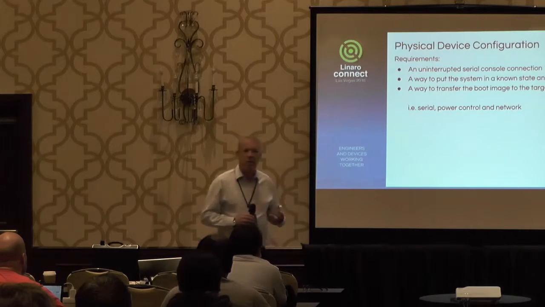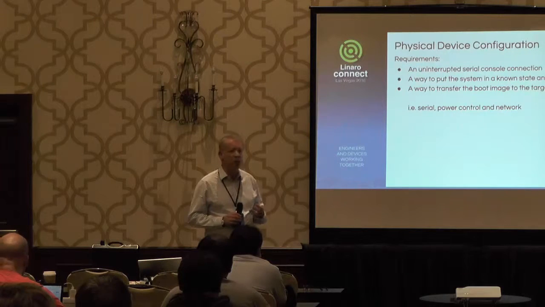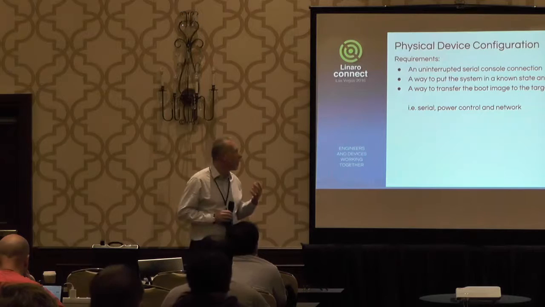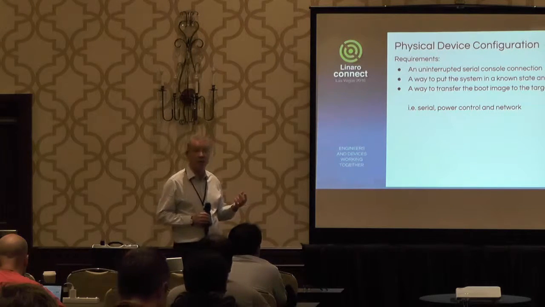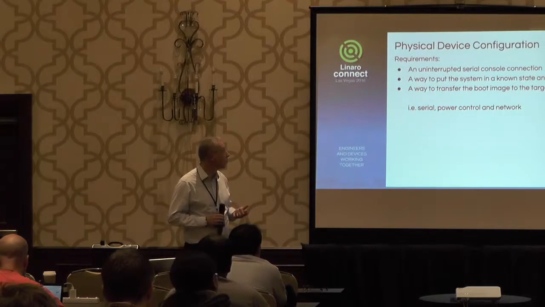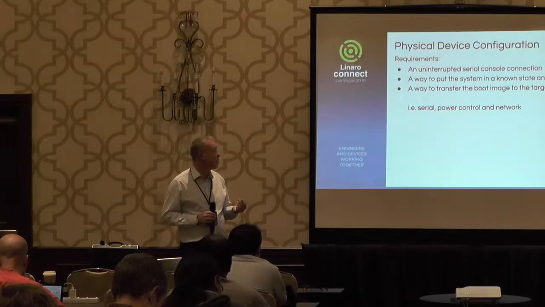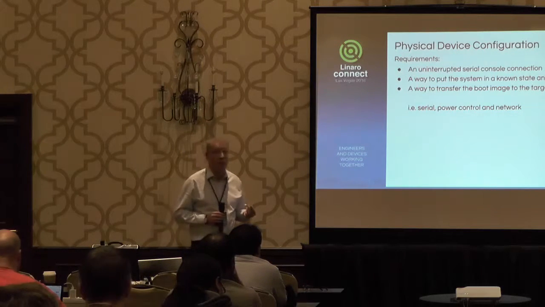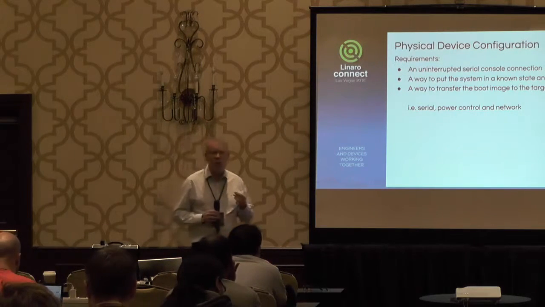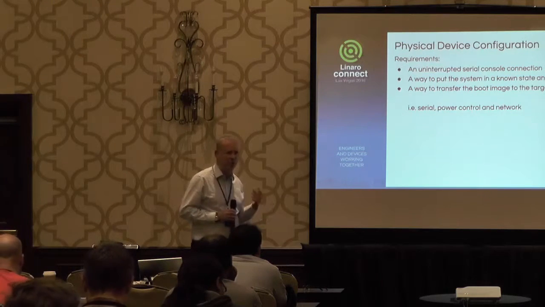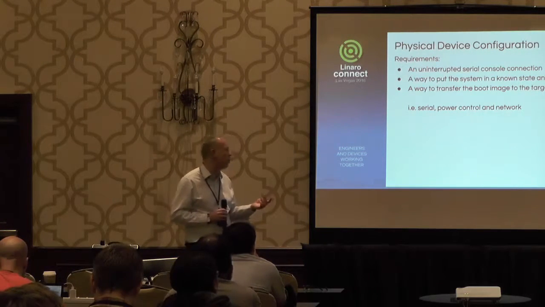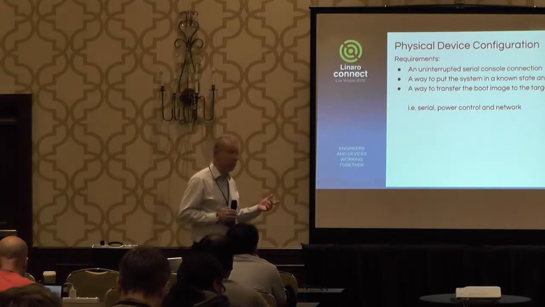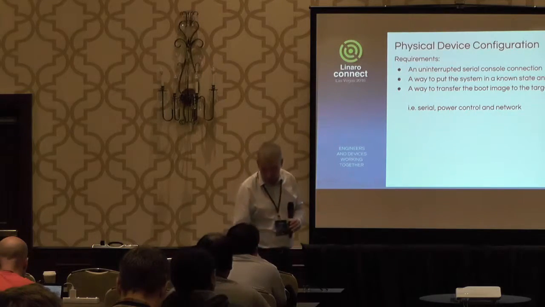What's different when you want to run tests on a physical device? Well, you need some kind of serial connection to the device, or you need some sort of console. You need a way to put the system in a known state and reboot it, and you need a way to transfer the boot image to the target. With QEMU, all those things are pretty straightforward because everything is already resident on your single machine. Here, you have to specify serial, power control, and you have to include network.